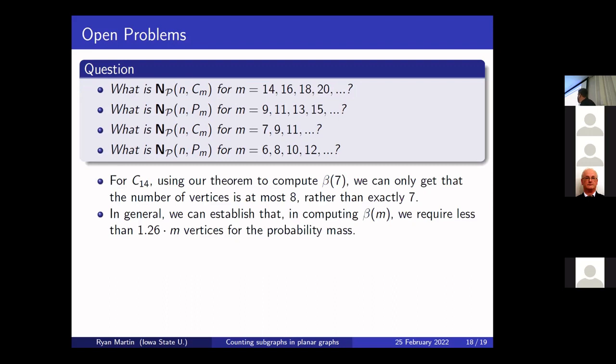Yeah, so, okay, I did have it in the slide. So for C14, when you try to compute beta of 7, we could get that the support was 8 vertices at most, not 7, which is what we would like. In general, actually, we didn't have too bad a time. In computing this beta of m, we require less than 1.26 times m vertices. So the number of vertices, at least in the cycle case, is not crazy. It's barely more than the number of vertices we're looking for, but we have no ability to prove any of that.